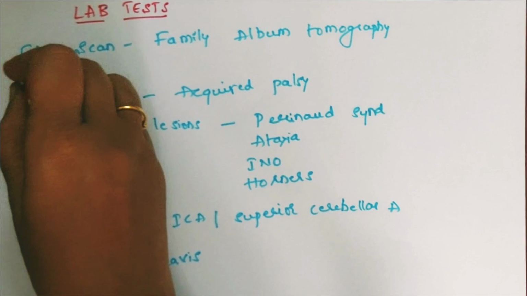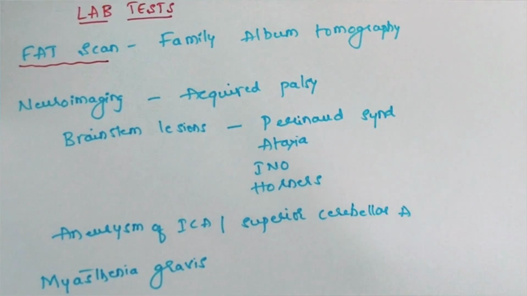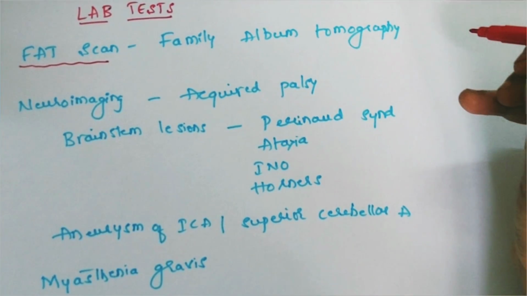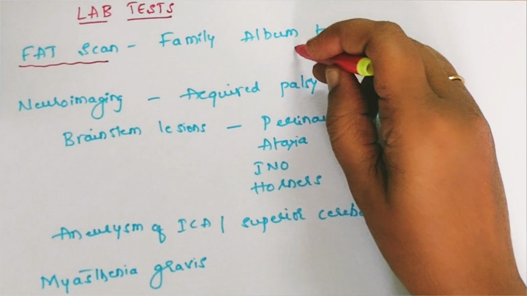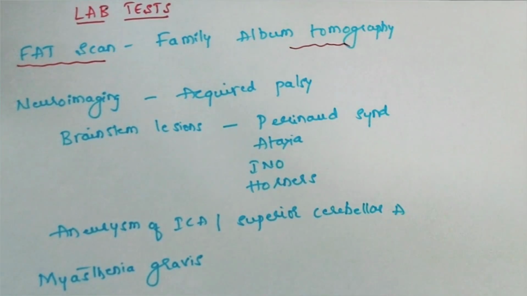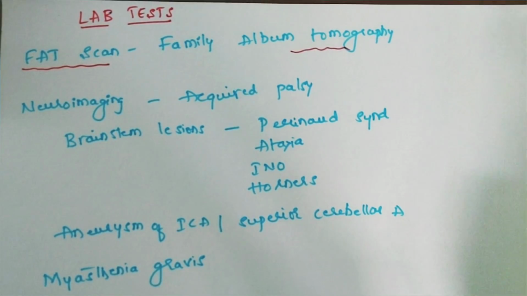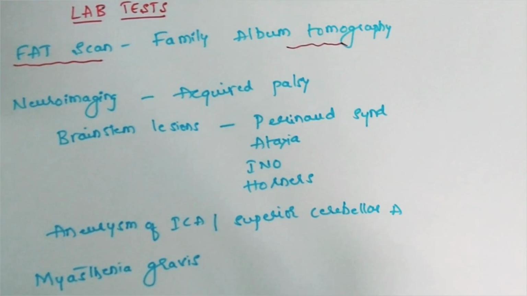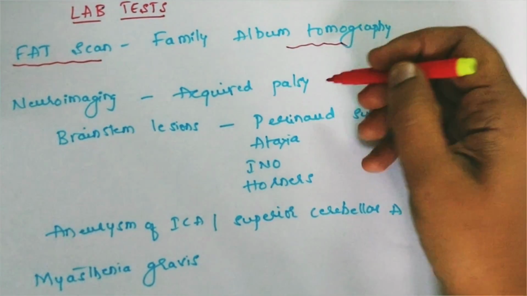Next, moving on to the investigations, we have something called a FAT scan. Though this is not a radiological investigation, it is important to scan for the family album tomography. Look into the old pictures of the patients, which may give a clue about the onset and the duration of superior oblique palsy. If you come to neuroimaging, it is required in case of acquired palsy.